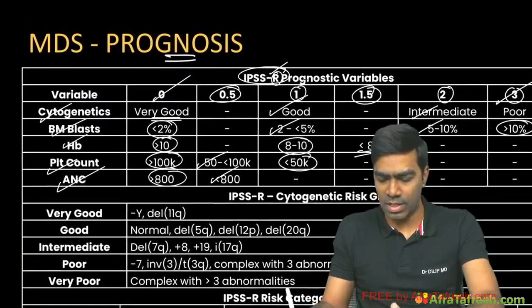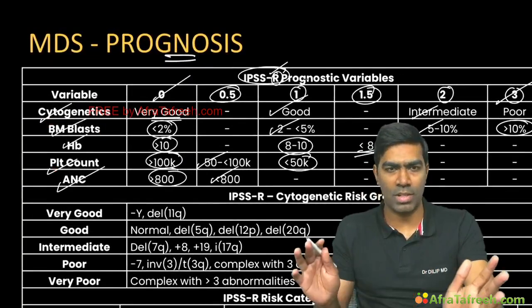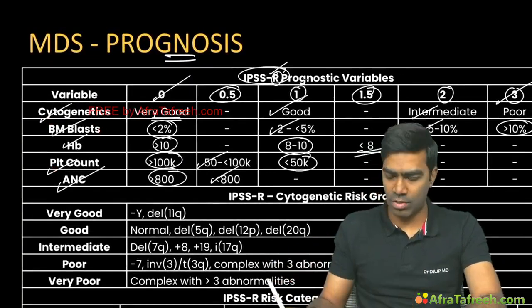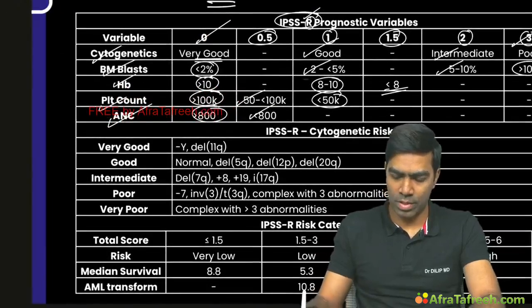So 5 variables, at least, have to be known for the exam. Cytopenia is fine: hemoglobin, platelet count, ANC. And apart from that, bone marrow blast and cytogenetics are also very, very crucial.